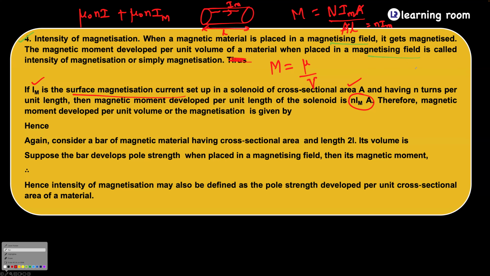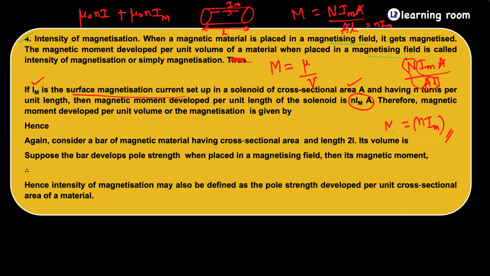The capital N into Im into A, this is the magnetic dipole moment. The whole divided by volume is A into L. A and A cancel. What is capital N divided by small l? It is small n. So small n into Im. This is the intensity of magnetization.